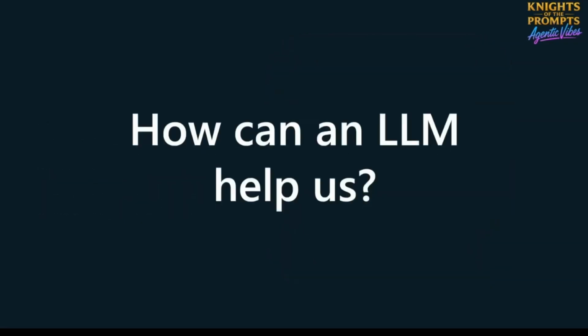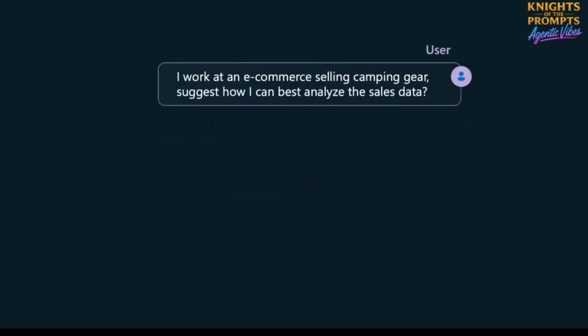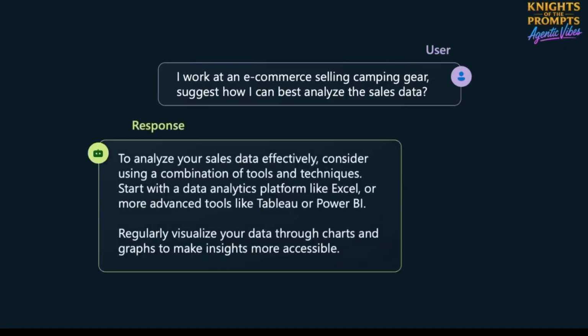And at this point, you probably think, well, you can just use ChatGPT or Copilot to do this. But let's craft a prompt and look at how ChatGPT or Copilot would typically answer this question. For instance, if you asked a question like, I work for an e-commerce company selling camping gear, suggest how I can best analyze the sales data, then it will give a very generic answer because you didn't provide grounding data. ChatGPT or Copilot doesn't have any tools connected to it. So the answer will be correct, but it will not be the response that you are looking for, right? You really want the answer to include the actual data.